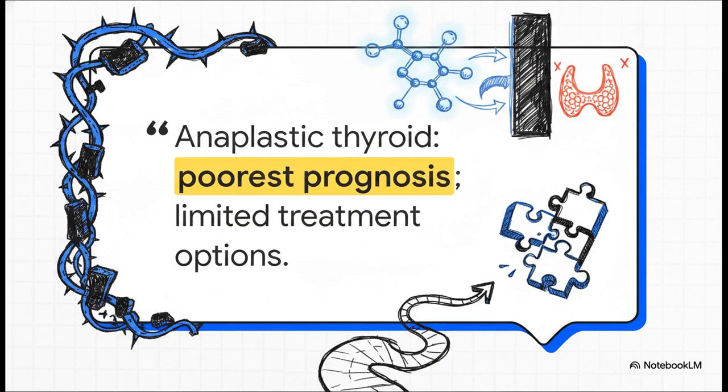It really leaves us with a massive question to ponder. With all the incredible advancements in targeted and immune therapies we're seeing at lightning speed in other cancers, how long will it be before we finally crack the code on anaplastic thyroid cancer? Or is it destined to remain the ultimate challenge in our oncology clinics?